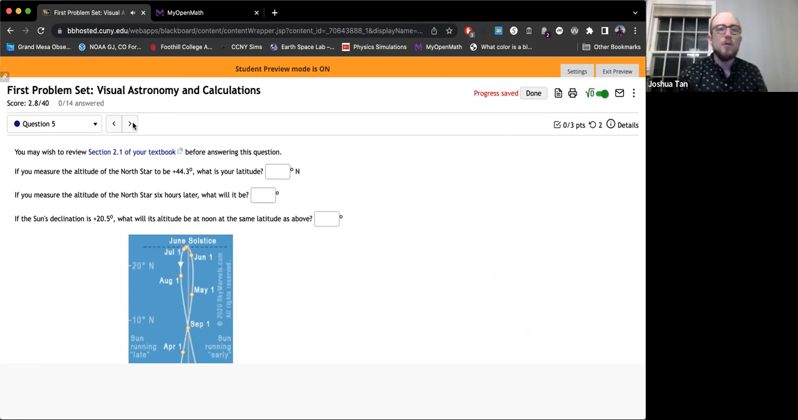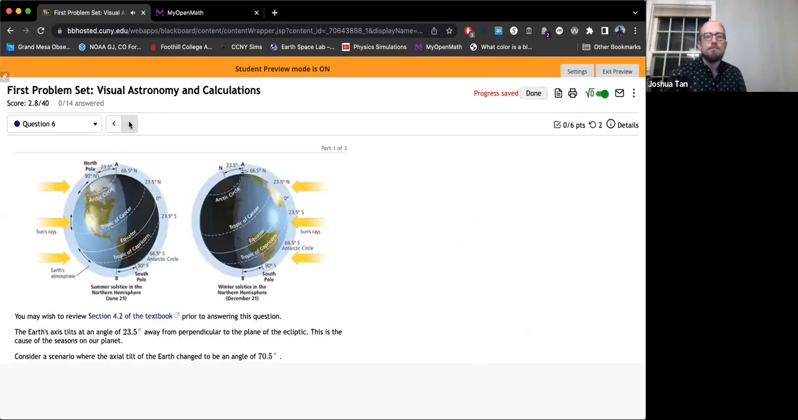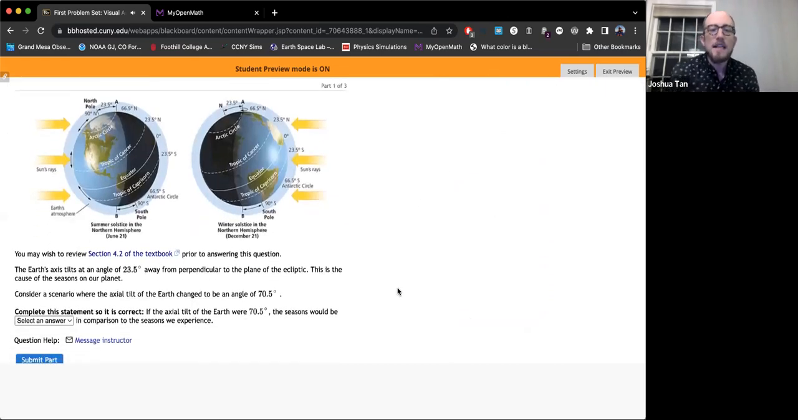Going to move on to question number 6. Question number 6 is also relevant to today. The Earth's axis tilts at 23.5 degrees away from perpendicular in the plane of the ecliptic as it orbits around the sun. What we're going to do in this scenario is change that tilt. We're going to either make it more or less, and as we change the tilt, the seasons are going to modify. We're going to see different explanations for how much or how little sun we're getting, either directly or indirectly.